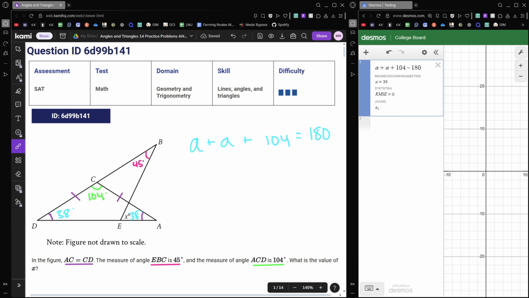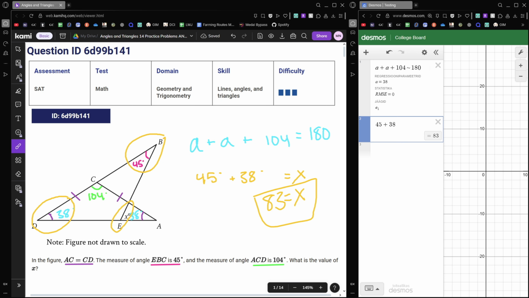Now to solve for x, we can use the exterior angle theorem. The exterior angle theorem states that the two interior angles, so this angle right here and this angle right here, added together will equal the exterior angle, so this angle right here. Now that basically means that 45 degrees plus 38 degrees is equal to x. And now to solve for x, add them up. I'm not good at mental math, hold on. Alright, x is 83 degrees. So that is our answer.